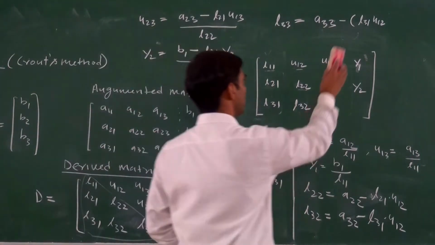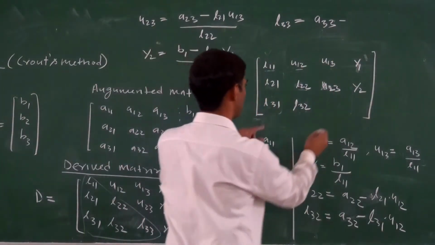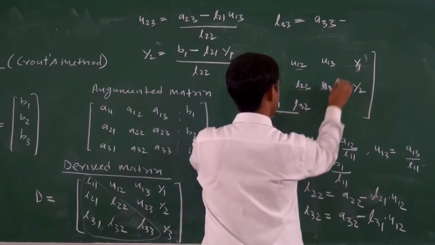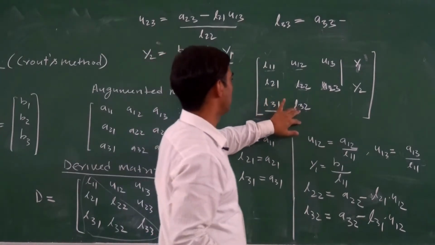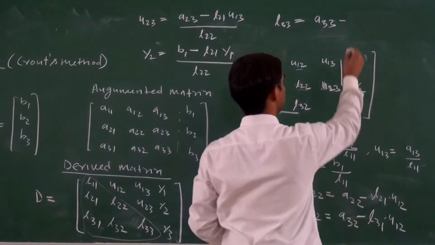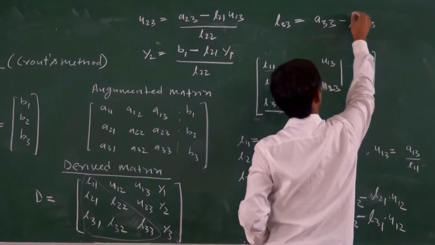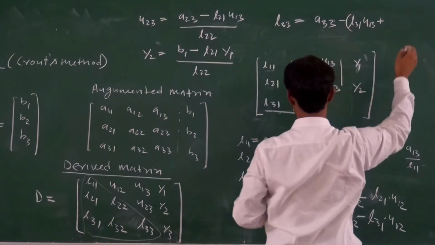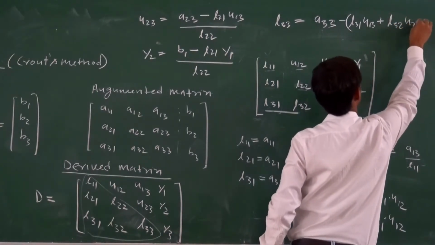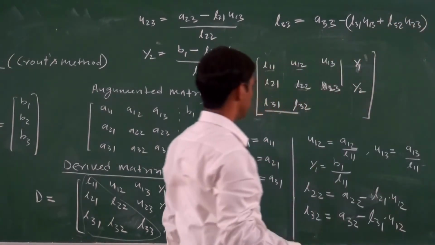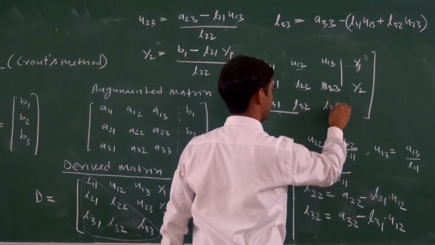What is the value for this one? The value for this one is the inner product. So to find it, we multiply this one and this one, meaning L31 U13 plus L32 U23. So in this way we find the value of L33.